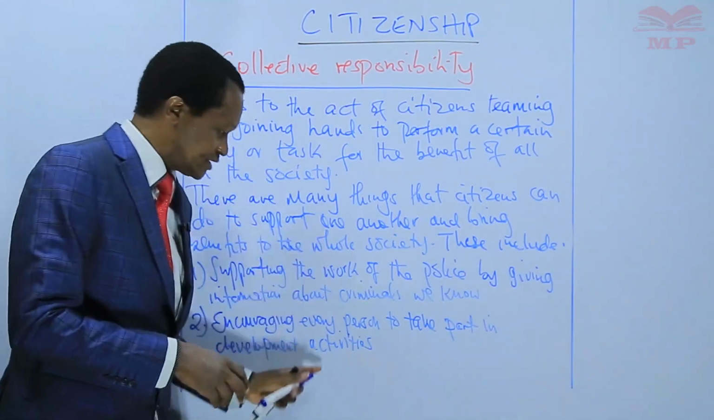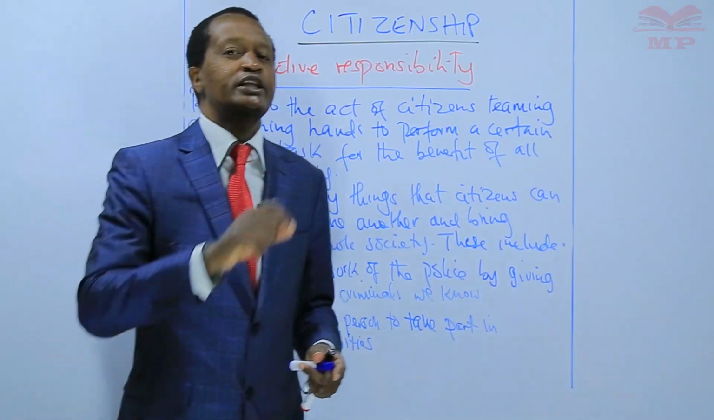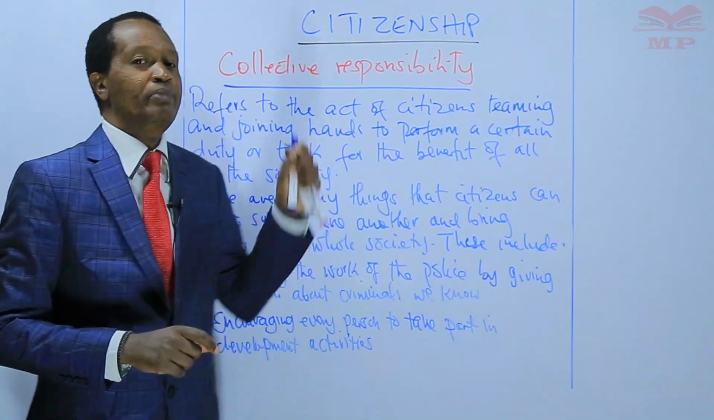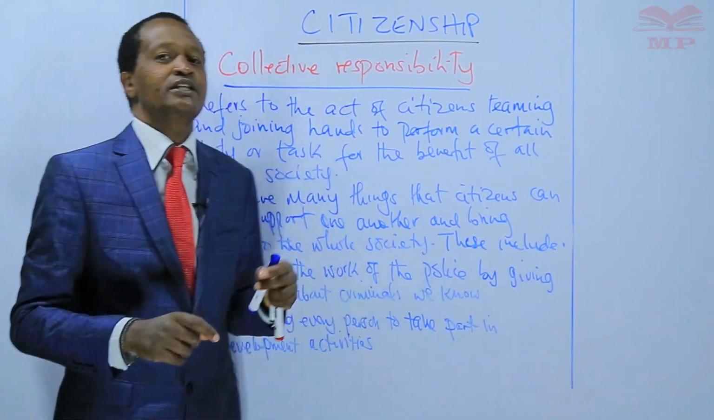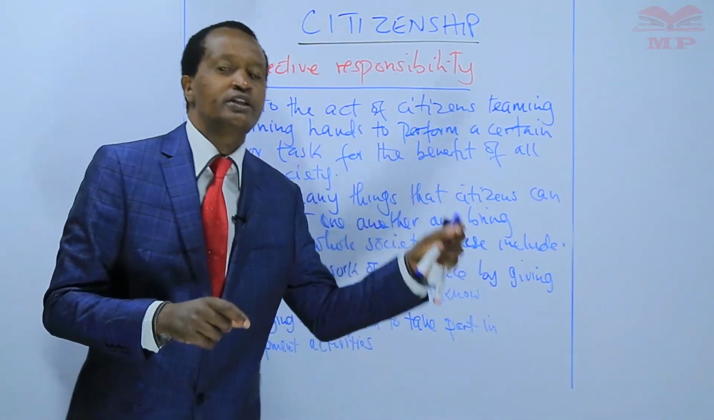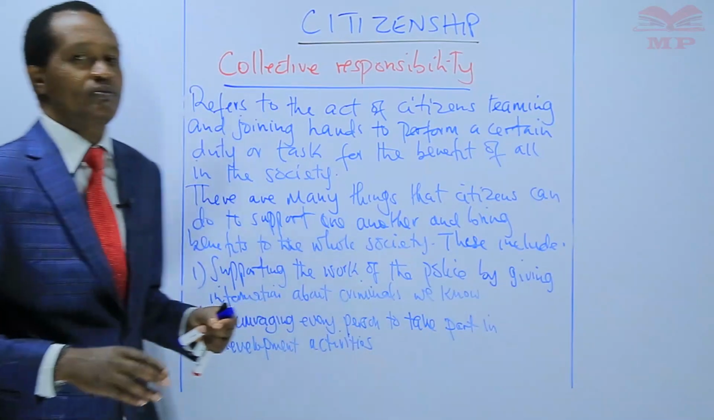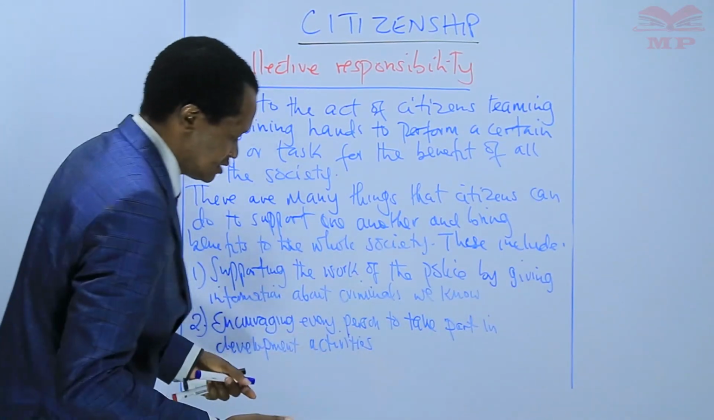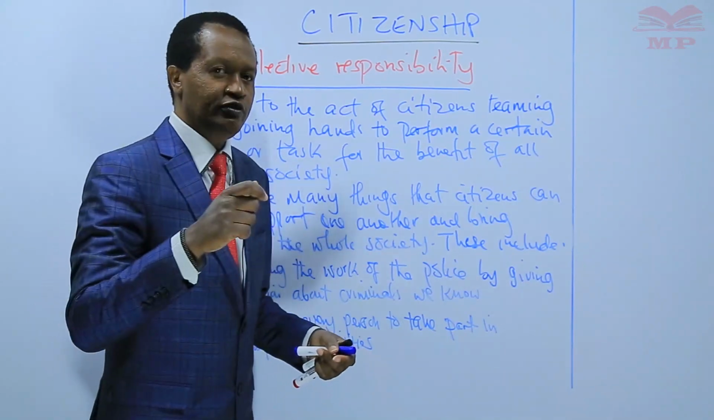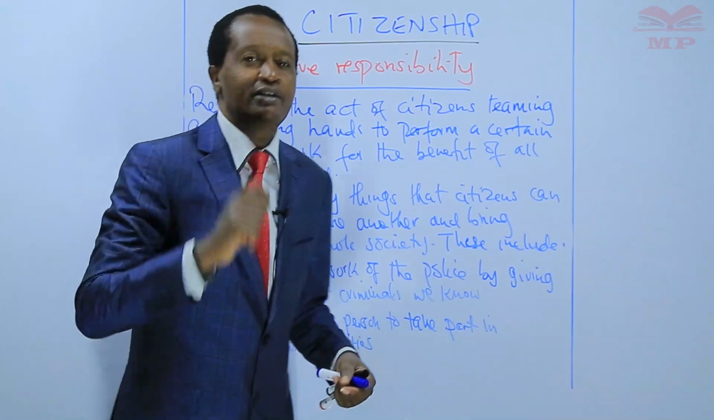Learners, this can be done by contributing money or providing labor needed to build public facilities such as schools, footbridges, roads, health centers, stadiums, and so on. You can take part by giving money. If you don't have money, then you can provide labor.